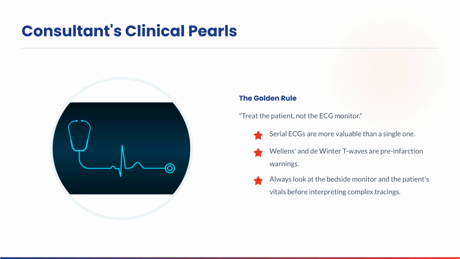The golden rule is to treat the patient, not the ECG. Serial ECGs are vital, especially when looking for pre-infarction warnings like Wellens and de Winter T waves. Always correlate findings with the patient's vitals.